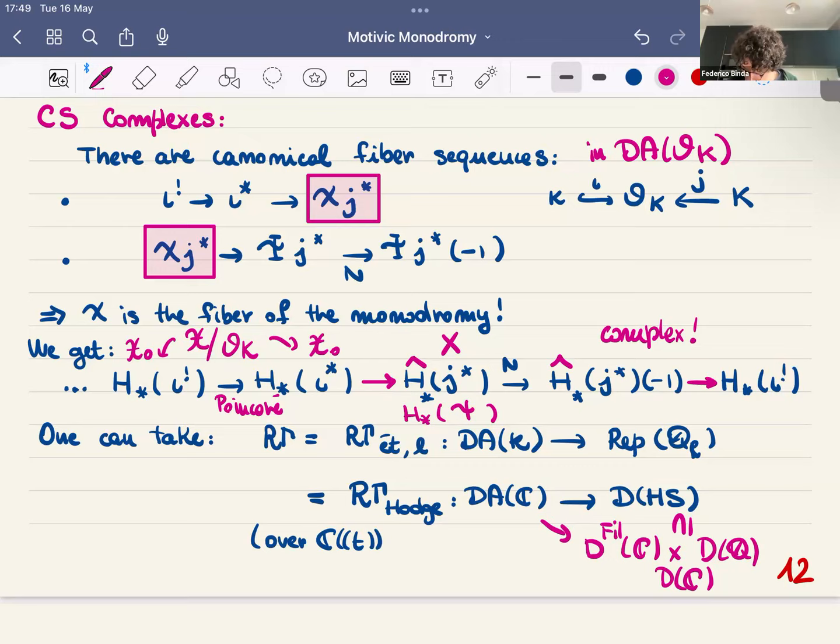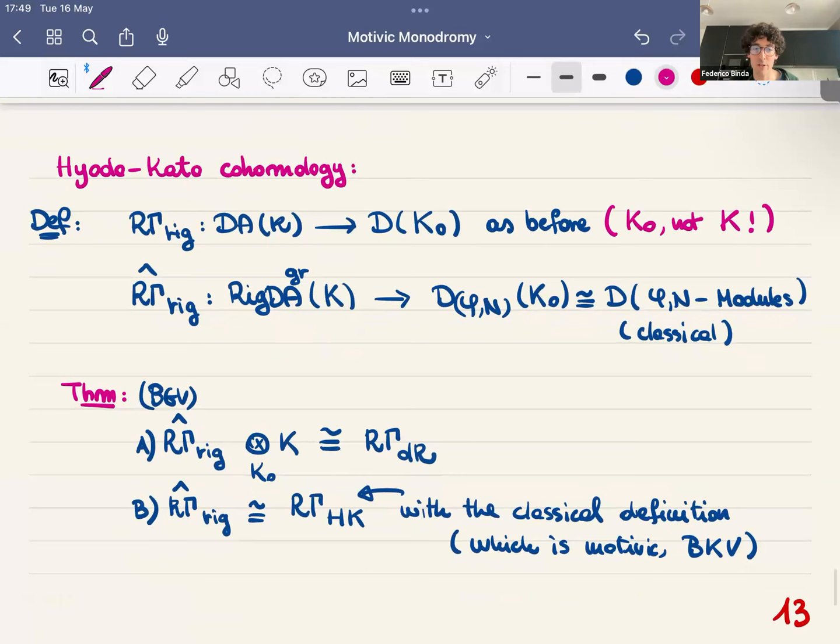Okay, but now you can say, well, you built some cohomology theory. How do you know that this cohomology theory has anything to do with what people considered before? Why on earth should this be a reasonable definition after all this work? Well, let's focus on the case of rigid cohomology, the p-adic cohomology I was interested in.